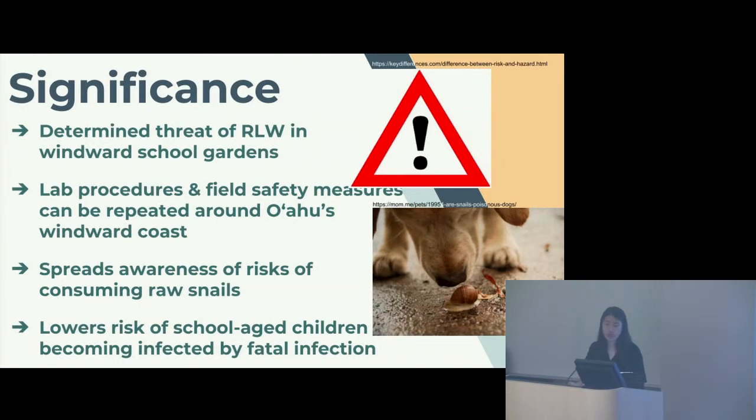And this study in general also spreads awareness of the risks of consuming raw snails and developing rat lungworm disease. And if tested schools can take different extermination measures against snails, then they definitely will lower the risk of school-age children being susceptible to one of these fatal infections. And it could prevent further deaths or injuries in the future.